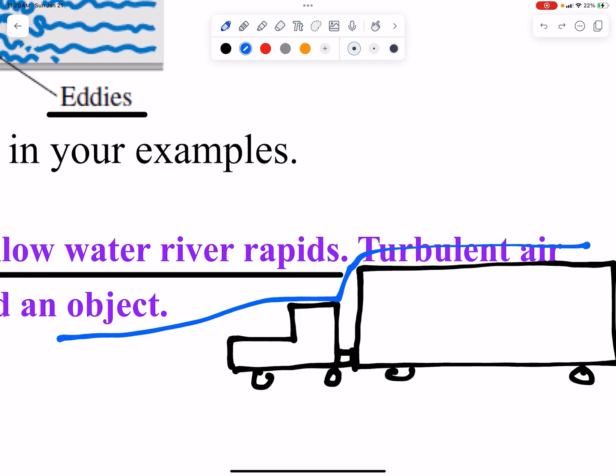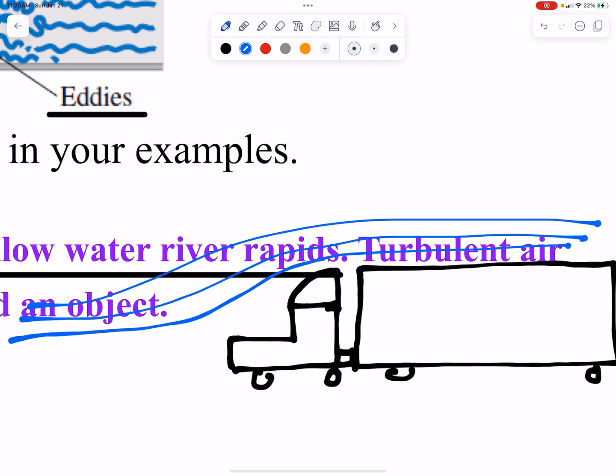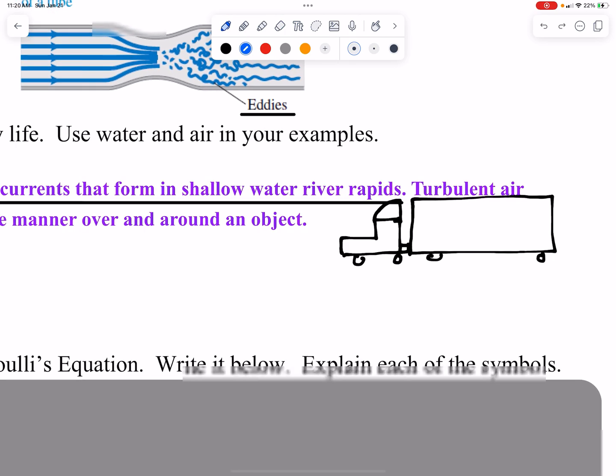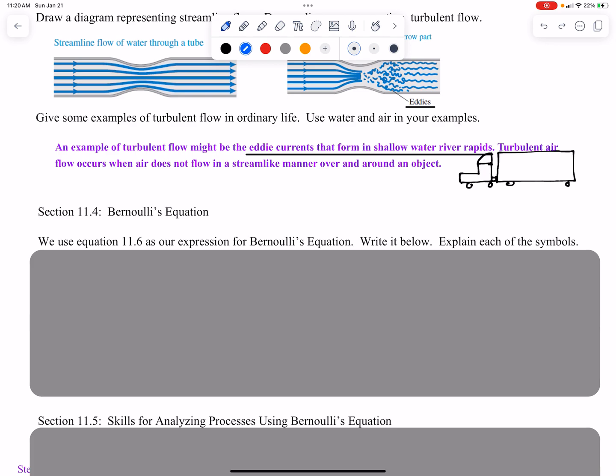Well, many trucks you'll see on the road, many of these little freight trucks, have a little dome put on top of the cab right here that allows the air to flow really nice and streamlined over the top. That basically increases the fuel efficiency of the truck by about 10% because it's encountering less resistance.